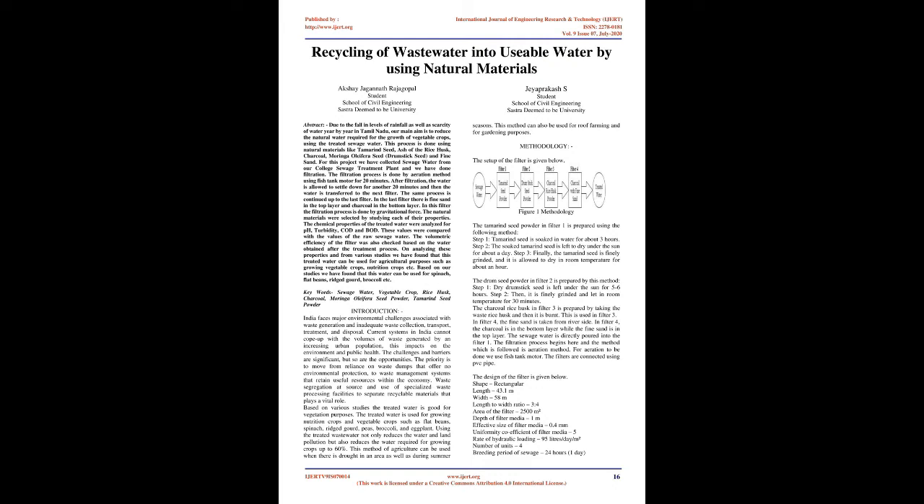The priority is to move from reliance on waste dumps that offer no environmental protection, to waste management systems that retain useful resources within the economy. Waste segregation at source and use of specialized waste processing facilities to separate recyclable materials play a vital role. Based on various studies the treated water is good for vegetation purposes.